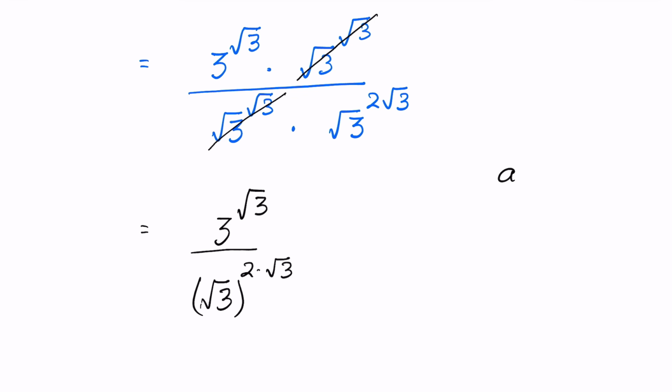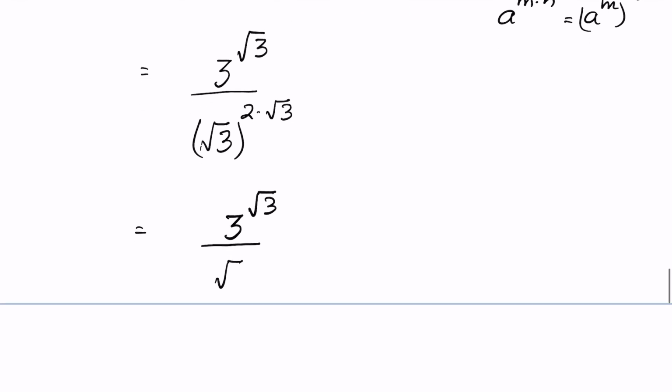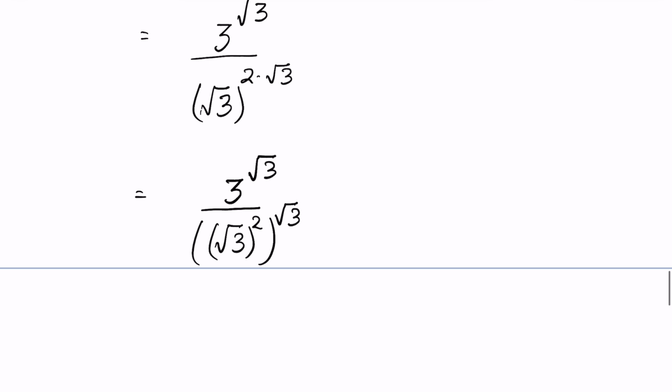Now when a raised to the power m times n, we can write it as a raised to the power m whole raised to the power n. So 3 raised to the power of square root of 3 upon square root of 3 raised to the power of 2, then whole raised to the power of square root of 3. Now this square removes this square root, so it is 3 raised to the power of square root of 3 upon 3 raised to the power of square root of 3. Now these two are like factors, so we can cancel. So the answer is 1. So this is one method of solving it.